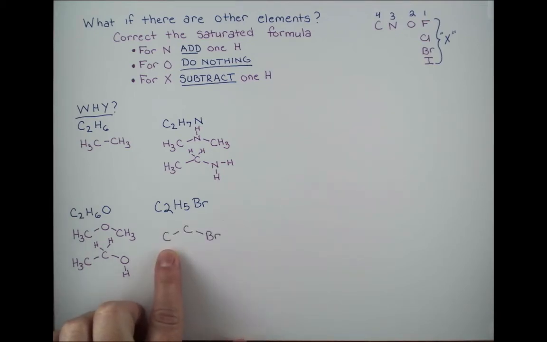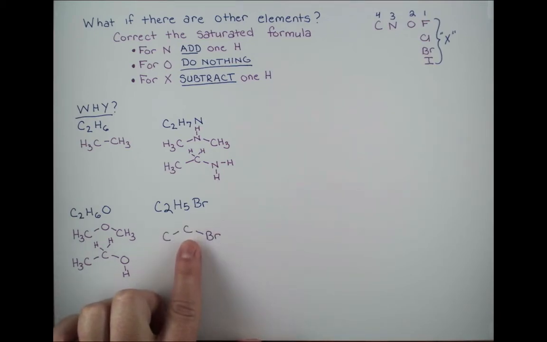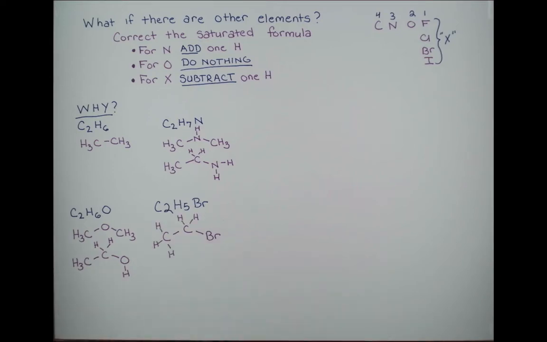We have 1 bond to this carbon and 2 bonds to this, so let's fill in so that we have 4 bonds. So basically in this structure, since bromine makes 1 bond, it's replacing a hydrogen atom. So we subtract 1 hydrogen atom from our saturated formula when we add bromine.